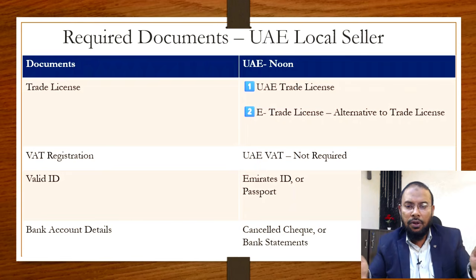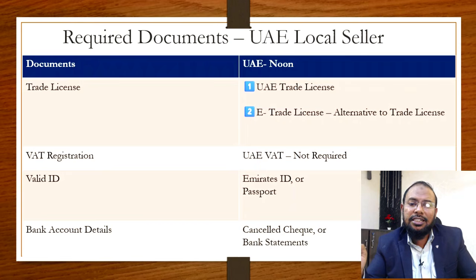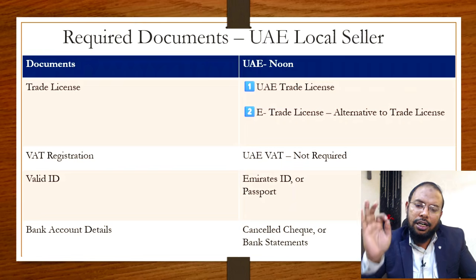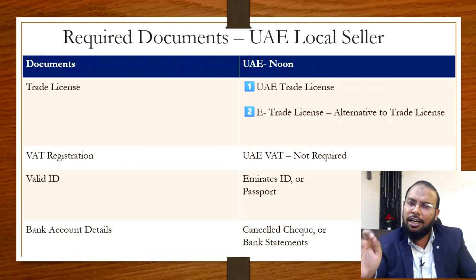What is the valid ID? In UAE, it is the Emirates ID or passport. Any one document you can attach for UAE Noon registration. Fourth and final is bank account detail. If you are in UAE, you need a cancelled cheque or bank statement. Any one document you can attach for registration in Noon. I hope you got it.